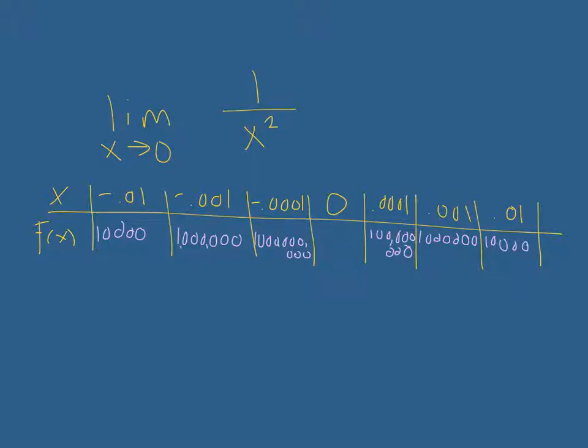So if you can see from the left side, you're getting bigger and bigger. Hopefully you can see that going from 10,000 to a million to 100 million is getting closer and closer to infinity. And from this side, you are also getting closer and closer to infinity. So the limit as x approaches 0 of 1 over x squared approaches infinity. And your solution can be infinity if that is what the limit is equal to. So that is a quick introduction of limits.